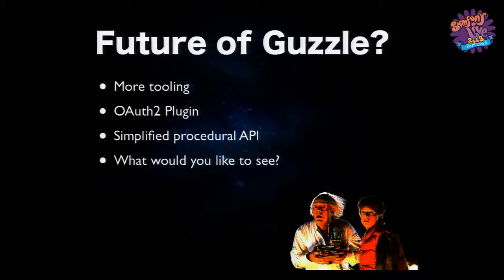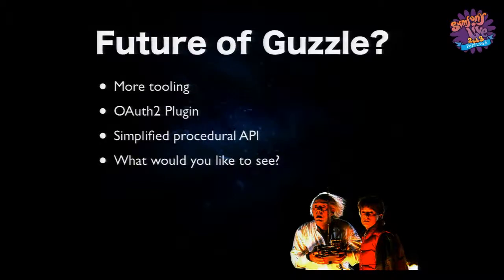The future of Guzzle, there's a lot of stuff that's in the pipeline. For example, I'm looking at creating more tooling. So maybe a command line interface that can convert a service description from, say, Swagger or a WADL description and serialize that as a Guzzle service description.